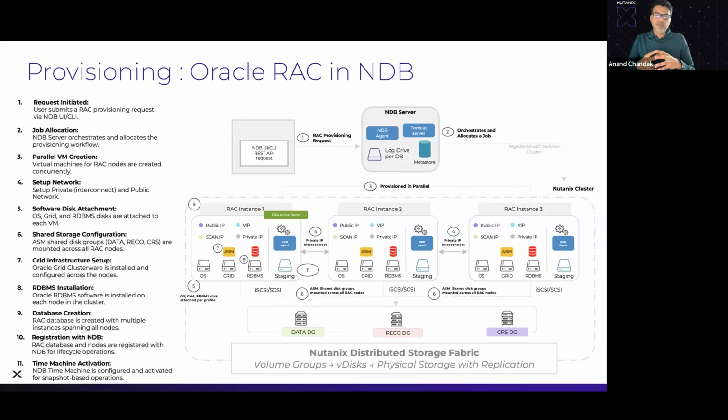So as you see, with these 11 steps, what I've shown you is an extremely complex RAC provisioning workflow. It involves multiple groups like the DBAs, the network admin, the storage admin. So with NDB, we have eliminated a lot of complexity by combining these actions, and we've cut down a lot of the manual complexity that usually happens with RAC deployment.